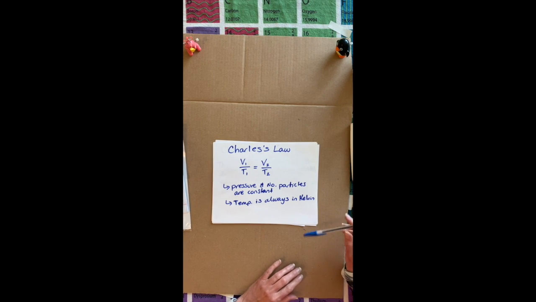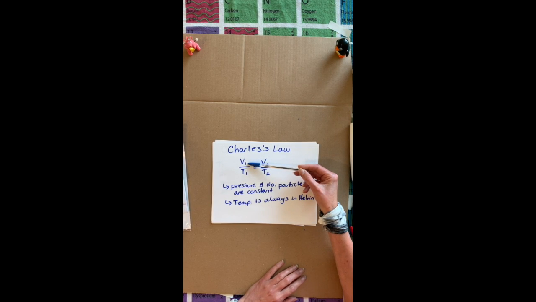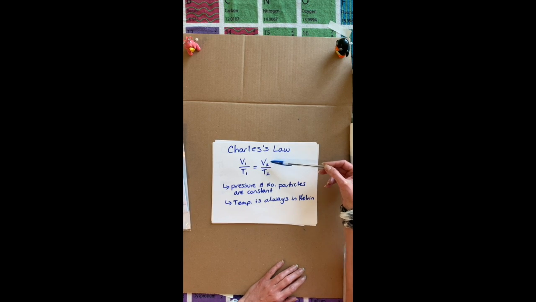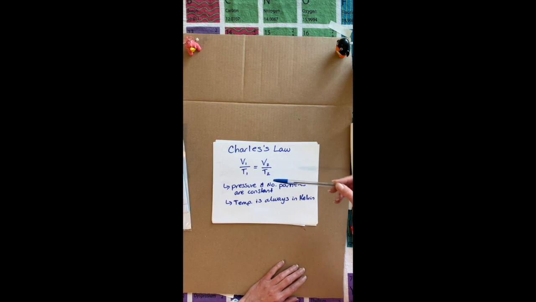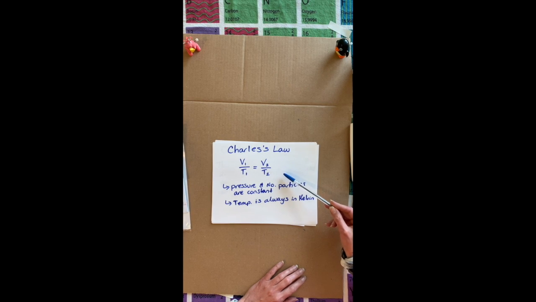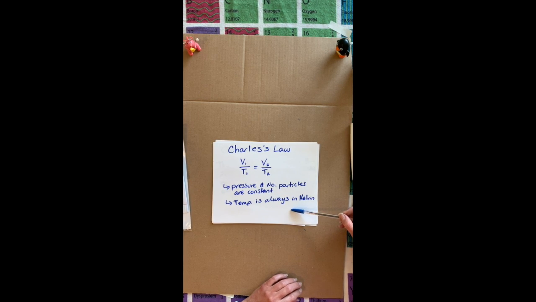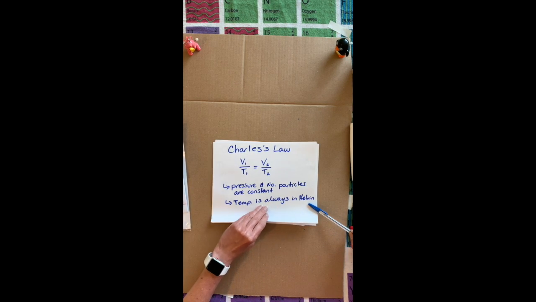Okay, so the first law we'll look at is called Charles's law. And here is the equation. Initial volume, or V1, over T1 equals V2 over T2. Notice that pressure and the number of particles are not part of this equation, so we assume that they are constant. It's very important that whenever we solve gas law problems, we always use temperature in kelvins.